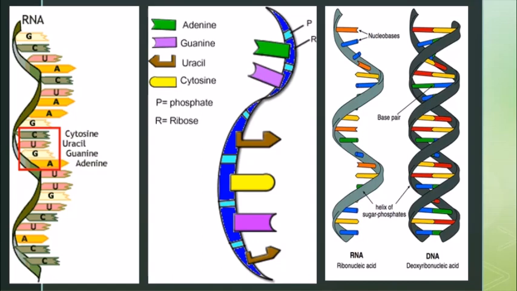So RNA is made up of ribose sugar, a phosphate molecule, and four nitrogenous bases. But if you compare it with DNA, DNA is made up of phosphoric acid which is joined by the molecule of sugar and the nitrogenous bases. So you have to remember that here we have a ribose sugar, a phosphate molecule, and four nitrogenous bases, that is adenine, guanine, cytosine, and uracil.